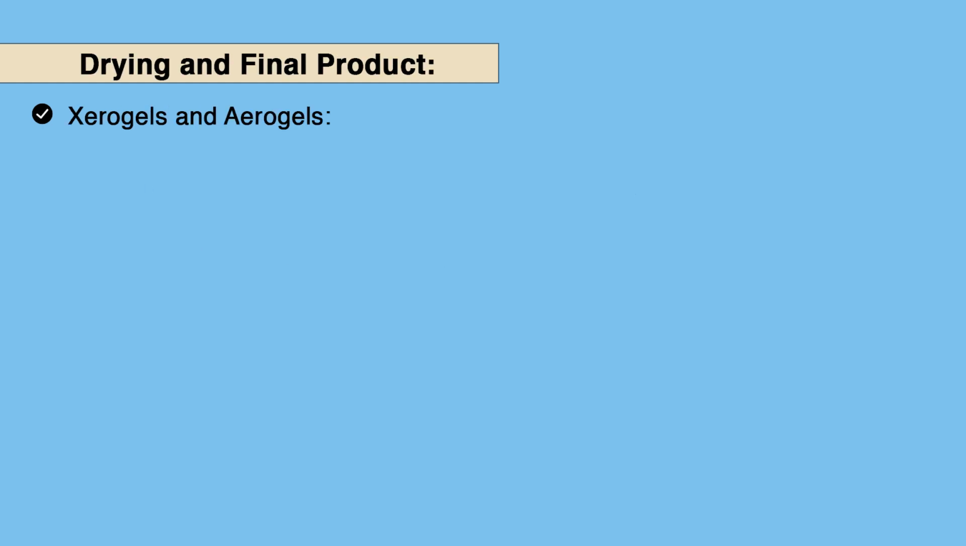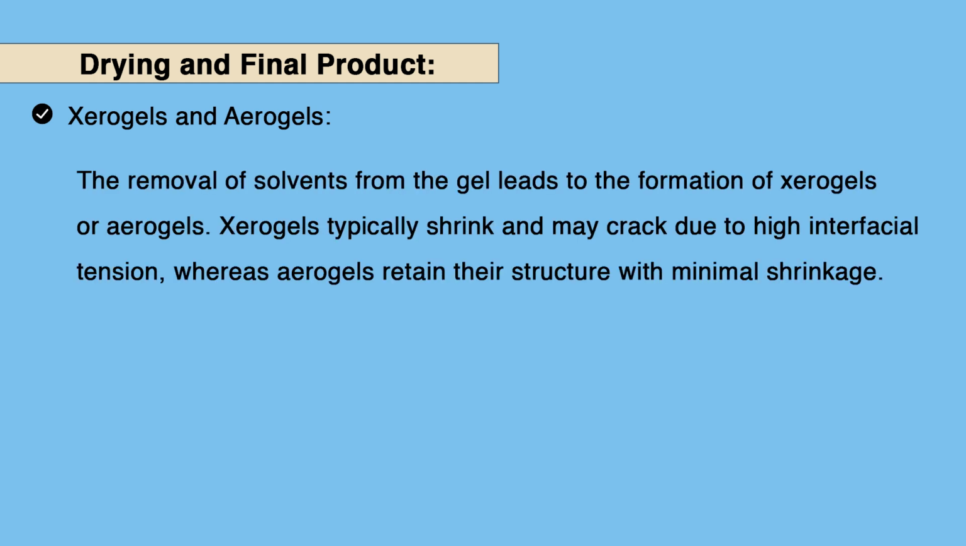The next step is drying and the final product, xerogel and aerogel. The removal of the solvent from the gel leads to the formation of xerogel or aerogel. Xerogels typically shrink and may crack due to high interfacial tension, whereas aerogels retain their structure with minimal shrinkage.